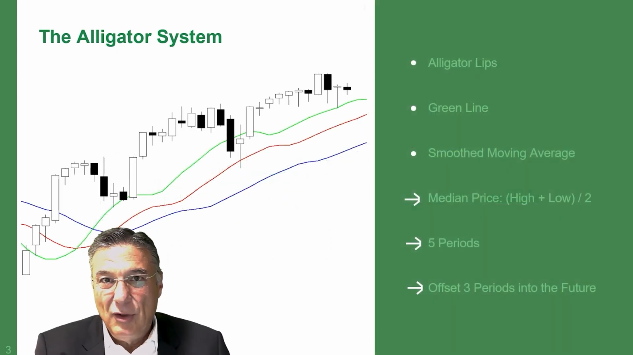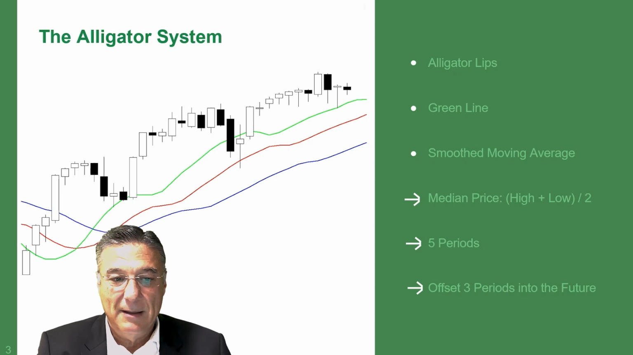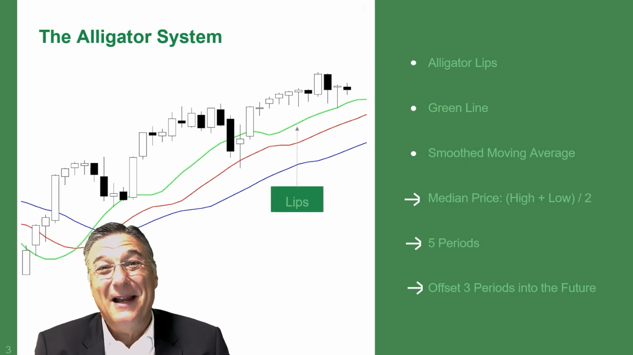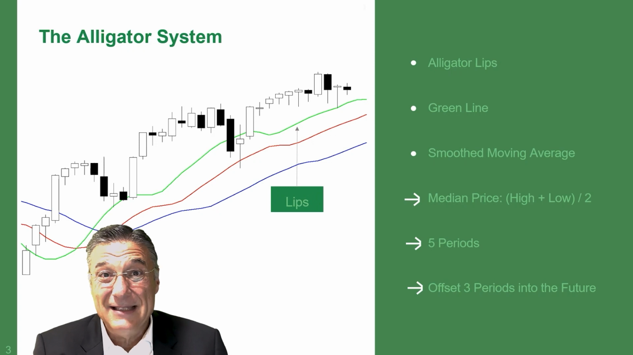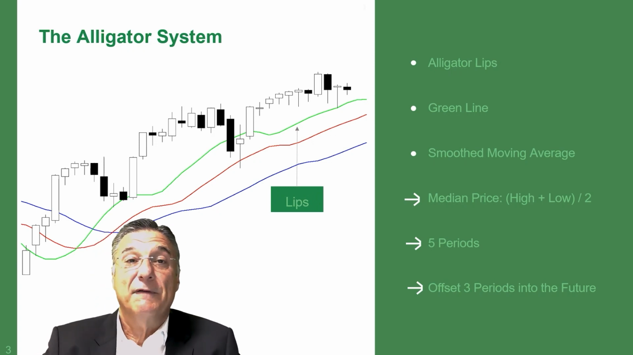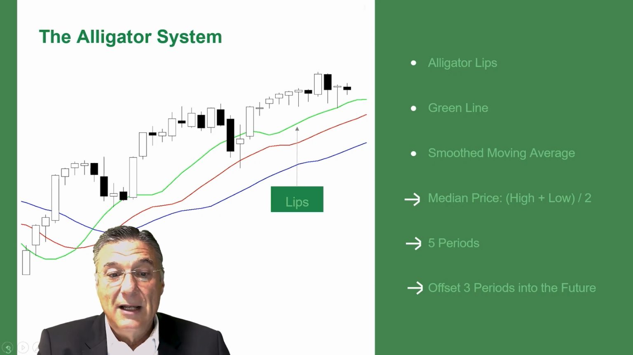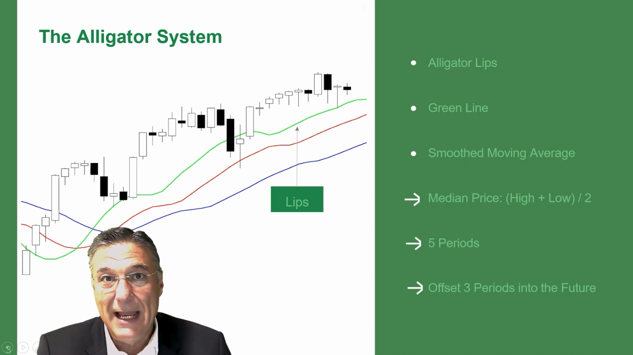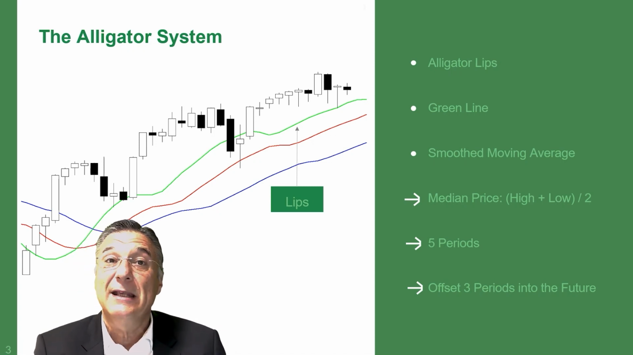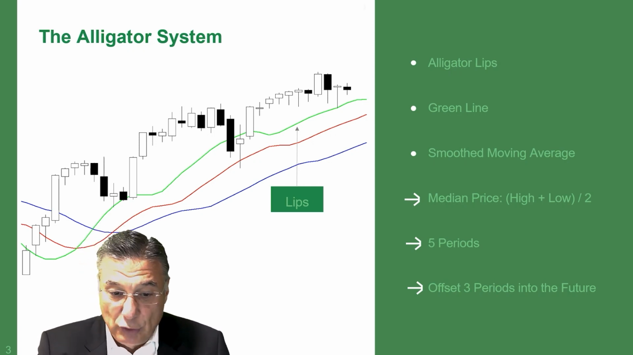So the alligator lips, the green line, it's a smooth moving average of the median price. What is the median price? The median price simply is the high price plus the low price divided by 2, and is the average of the last 5 periods with an offset of 3 periods into the future. As you can see here on our chart, the green line, the lips of the alligator, extend to the right of the last candlestick, and this is the offset, and it gives you hints how the market is expected to behave in the future. Good.